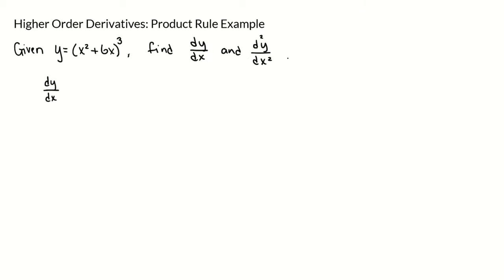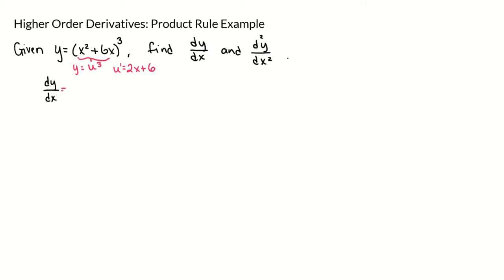And when we do this, we're going to need to think about the chain rule. So this interior part is u. So really we could write it as y equals u to the third. And then we're going to need u prime, which would be the derivative of the inside there, which would be 2x plus 6.